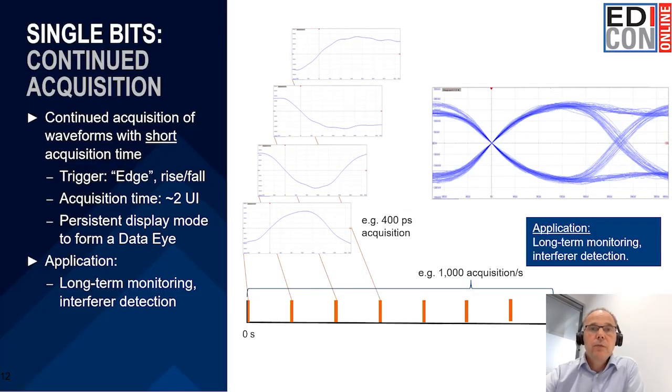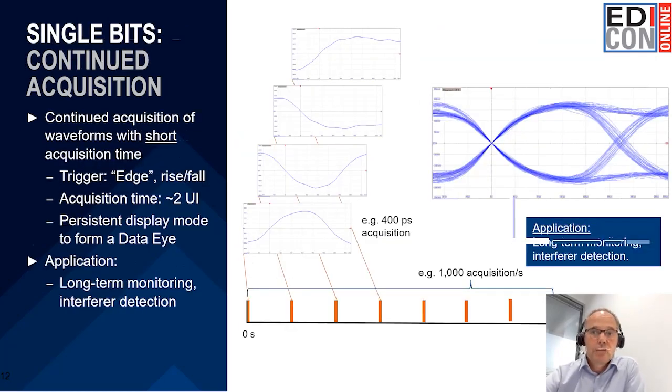Let's have a look, first of all, what are the traditional approaches? Basically, we distinguish two different areas or two applications for data eye analysis. First of all, every now and then I take a single bit that I monitor. So I acquire one bit here, another bit here, another bit here, and I overlay them by using an edge trigger where I use the rising and falling edge, and out of this I get a data eye. So this is very useful, for example, for long-term monitoring for interference detection.